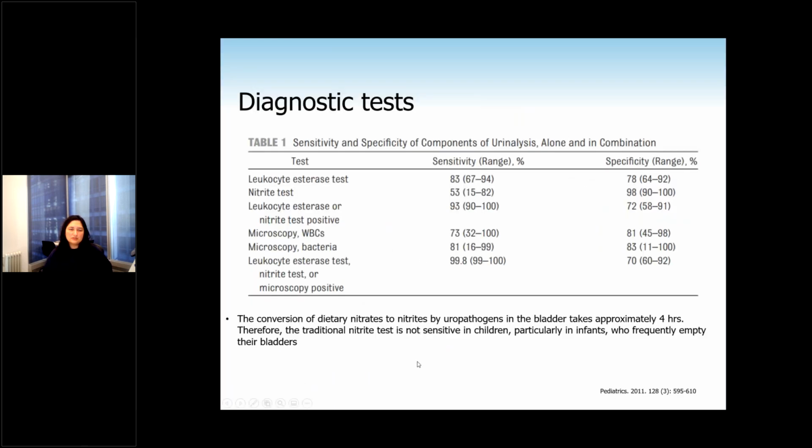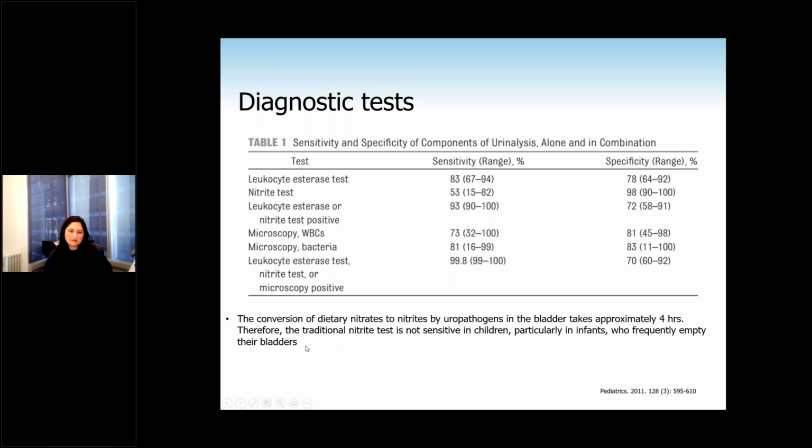Now, talking about diagnostic tests, this table is from the AAP guidelines from 2011, and they looked at sensitivity and specificity. Leukocyte esterase and nitrite tests on their own may not be very sensitive, but when you combine the two, they have about a 93% sensitivity, and the specificity is still around 70%.